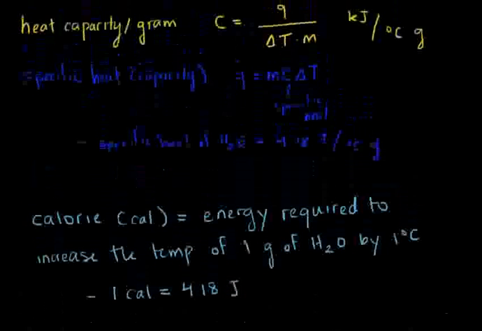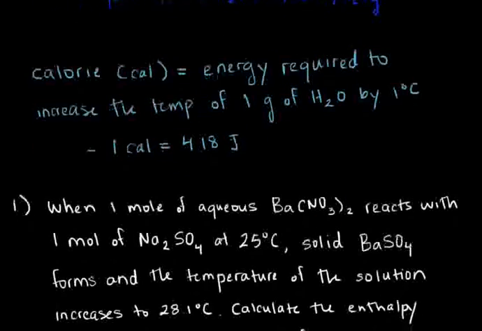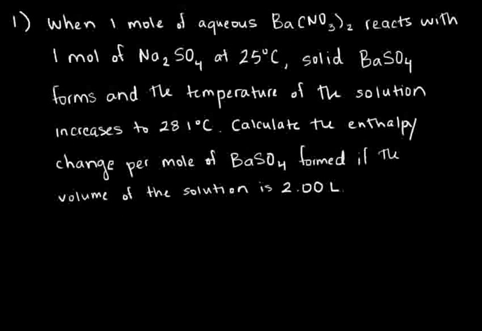So this mc delta T here is a really useful expression, and it's what we're going to use in all specific heat problems. And I've got a pretty representative sample of something you may see on a test or quiz right here, and it goes like this. When 1 mole of aqueous barium nitrate reacts with 1 mole of sodium sulfate at 25 degrees Celsius, solid barium sulfate forms, and the temperature of the solution increases to 28.1 degrees Celsius. Calculate the enthalpy change per mole of barium sulfate formed if the volume of the solution is 2 liters.